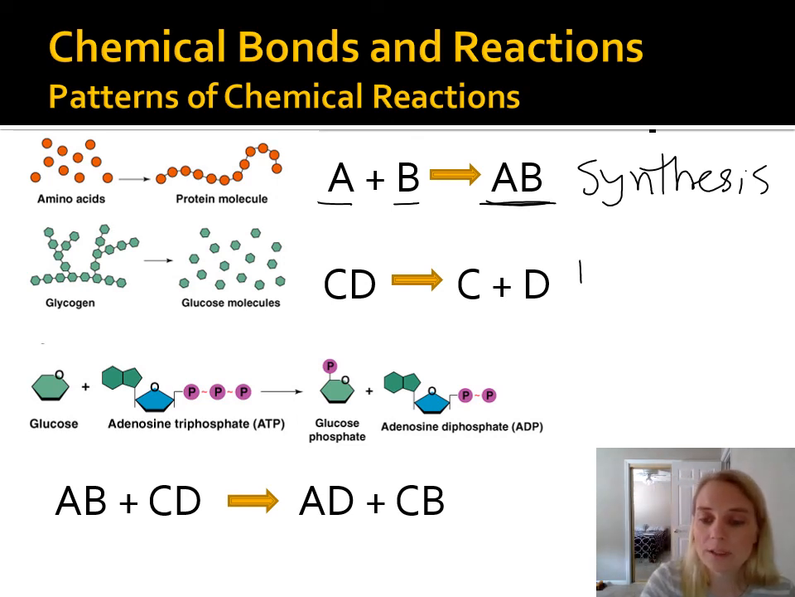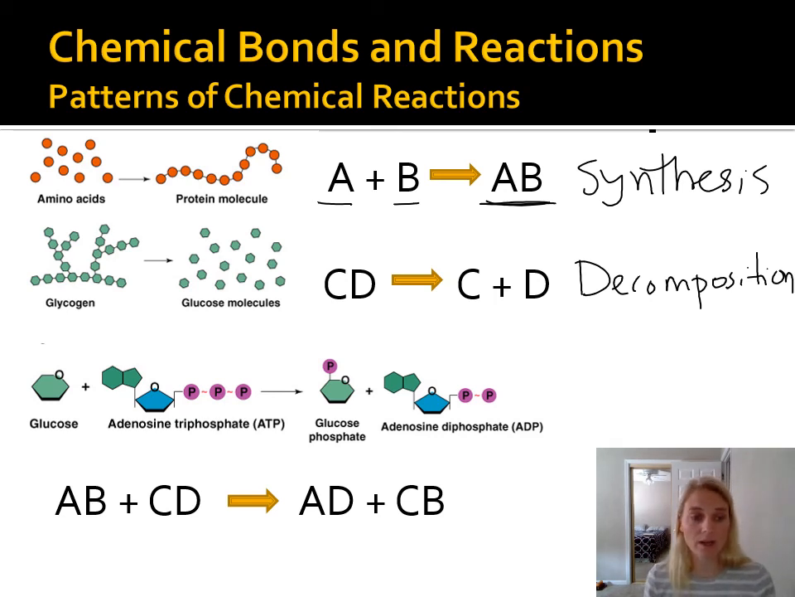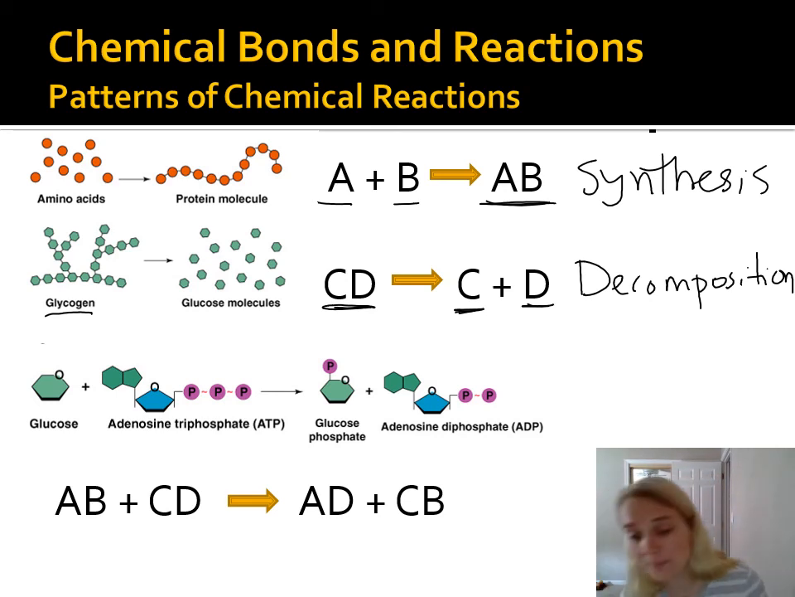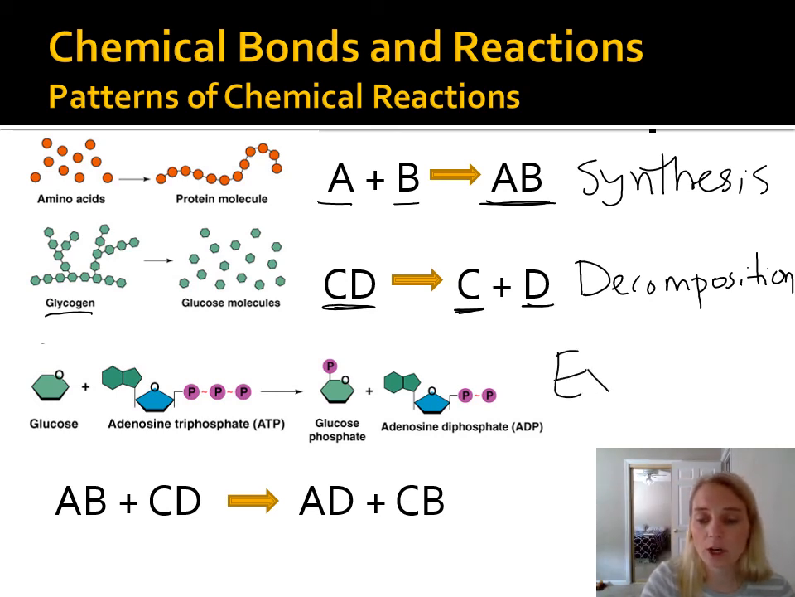The next type is called decomposition. Like to decompose, to break down. So here we have glycogen, which is this big green, a whole bunch of glucose molecules hooked together. If you start breaking those bonds, you're going to release the individual atoms. So that would be like if you had molecule CD, it went through a decomposition reaction and you've separated the individual component parts into C plus D. Okay. And the last one is called exchange reaction.